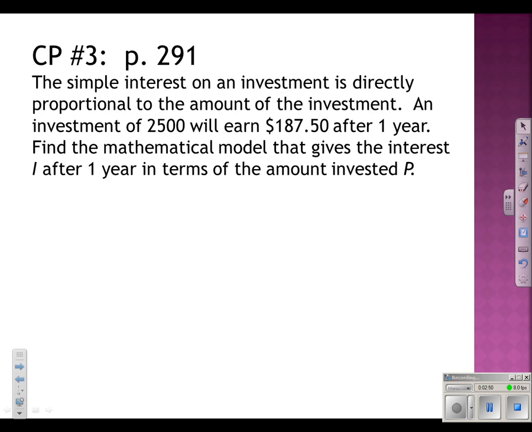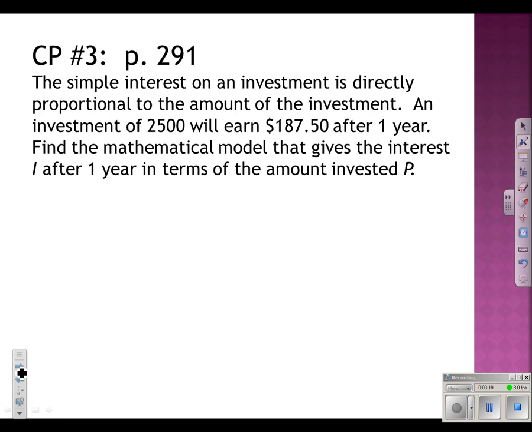The simple interest on an investment is directly proportional to the amount of the investment. An investment of $2,500 will earn $187.50 after a year. Find the mathematical model that gives the interest I after 1 year in terms of the amount invested P. All right, so where this tells us that we have a directly proportional amount, we know that we're looking at a direct variation situation.